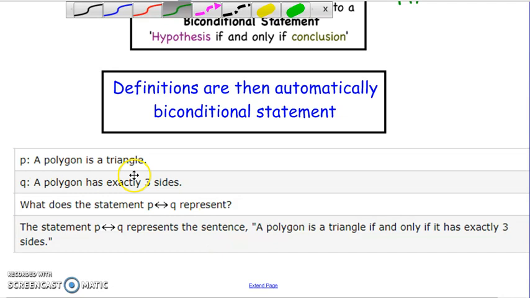So a polygon is a triangle. If a polygon's a triangle, then it has exactly 3 sides, and vice versa. We can turn that into a biconditional. A polygon is a triangle if and only if it has 3 sides. So notice there's no if, and then we change the middle to be if and only if, and we just have our hypothesis, if and only if, our conclusion. And again, we can go back and forth writing both the conditional and the converse, and they're both true. So that is biconditional statements.